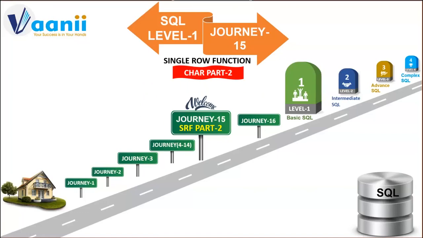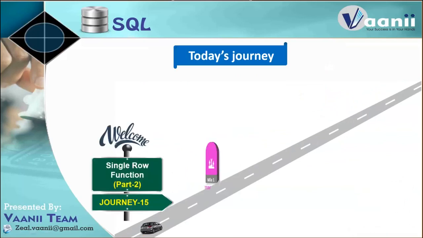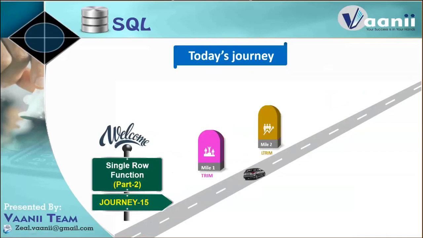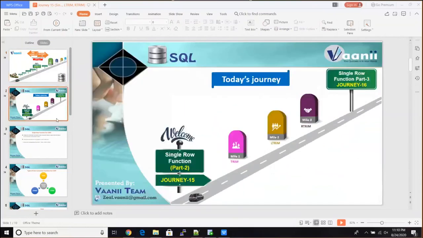Hello guys. So welcome back to single row function Char Part-2. So we are just going to focus more on single row functions related to character. In the previous journey, I explained the upper, lower, and init cap functions. In today's journey, we are going to focus on the TRIM function. There are three TRIM functions: TRIM, LTRIM, and RTRIM. Let's first try to understand what TRIM actually is.